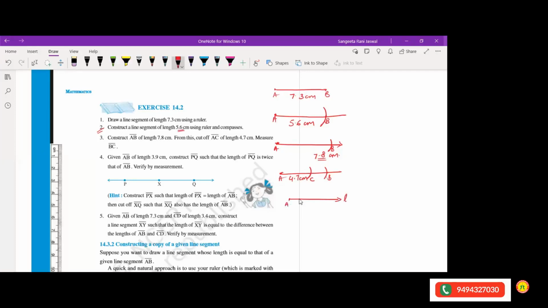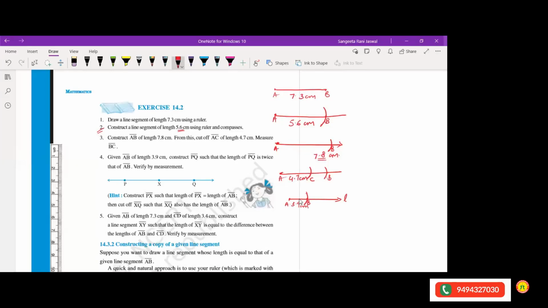Now see, children, very good, Advika. Whatever you said is absolutely correct. Now see, I've made this line. Just make any long line. Now with your compass, measure 3.9 centimeters. Keep your pointer at A and cut an arc on this line. Make this point B. So this length will be 3.9 centimeters. Is it?